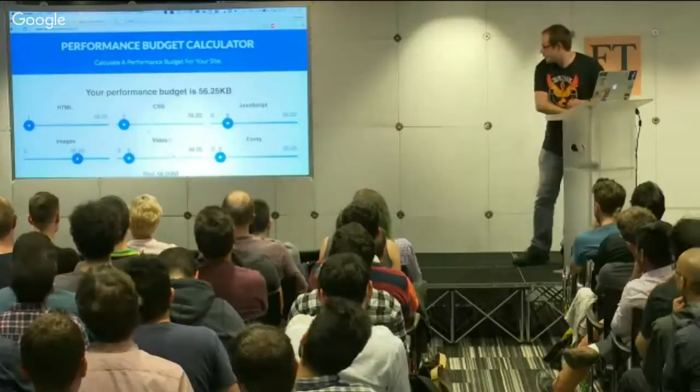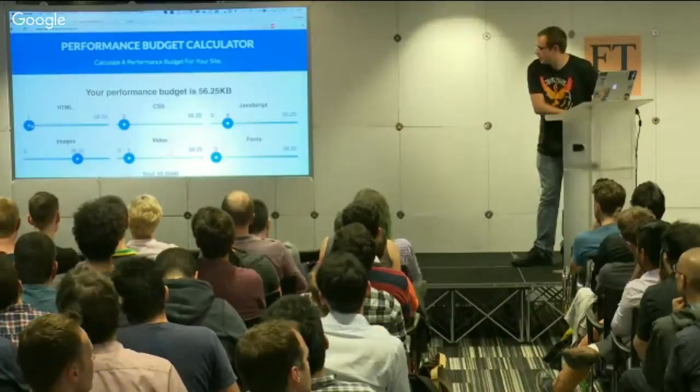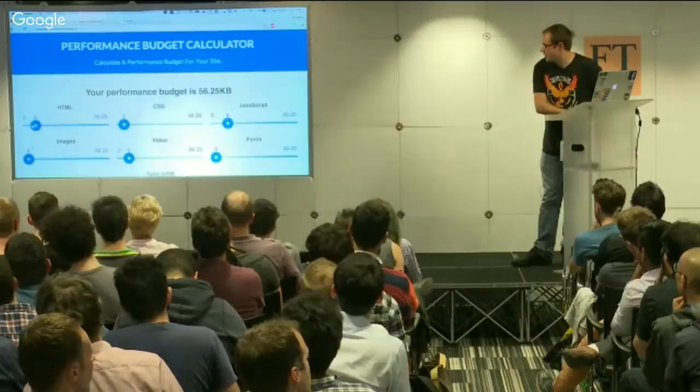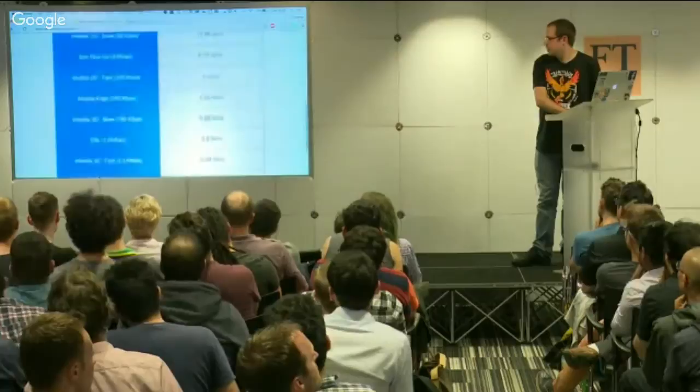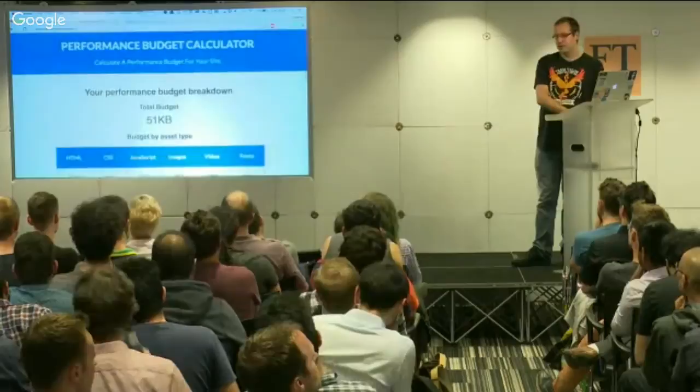So we can say, oh, I don't want any fonts. My site's so super lean. And then I can increase my HTML a bit. Let's just have a text-only site. Yeah, more HTML. Great. And then we scroll down, hit finish. So we've got our budget, and then it shows me a breakdown. But what it also shows me is estimated load times for those different connection speeds as well. So while I still only pick one connection speed, it shows me different connection speeds too.